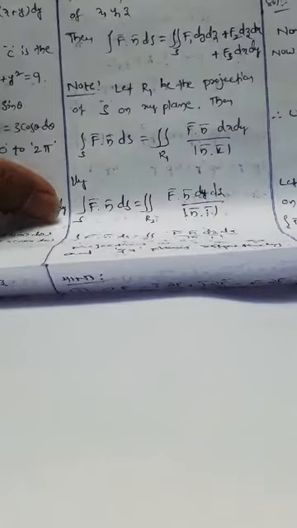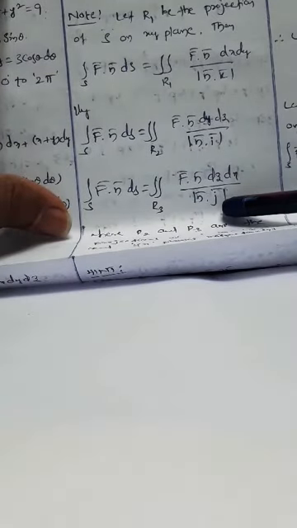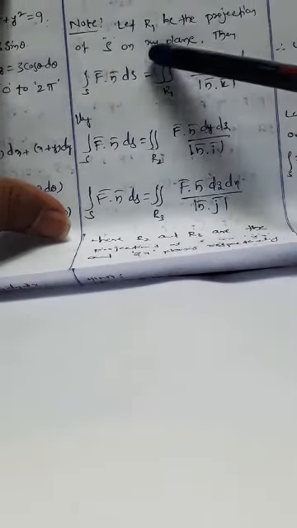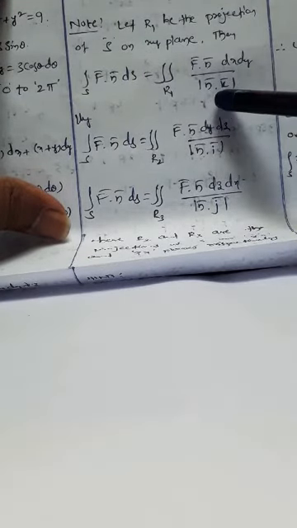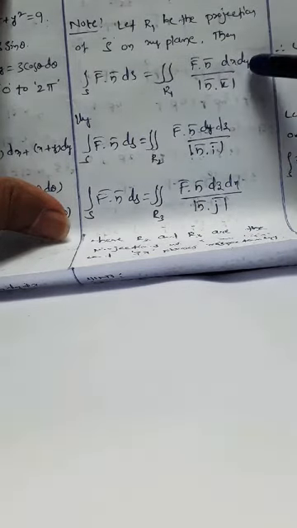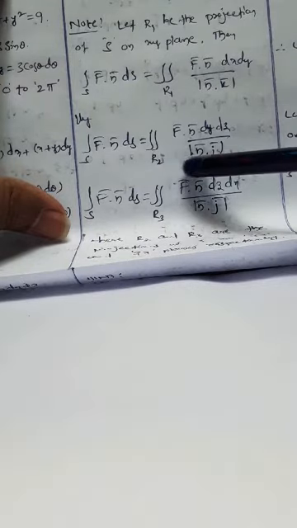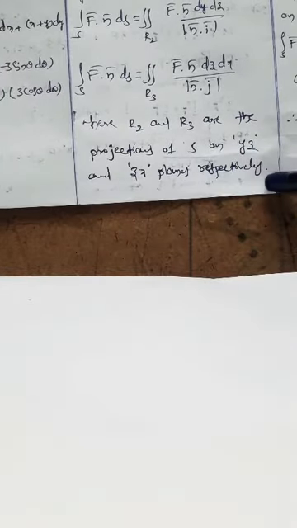Clear? Similarly, with respect to R2, meaning the yz plane, we have to write n dot i. And with respect to zx, we have to write n dot j. Whereas for the xy plane, it is n dot k, F dot n by modulus of n dot k, where dS can be written as dx dy. So with respect to the yz plane it is this one, and with respect to the zx plane it is this one. Here R2 and R3 are the projections of S on the yz and zx planes respectively.